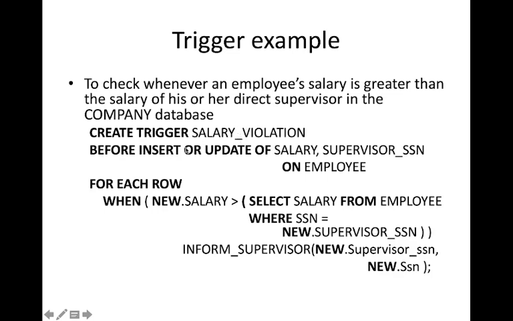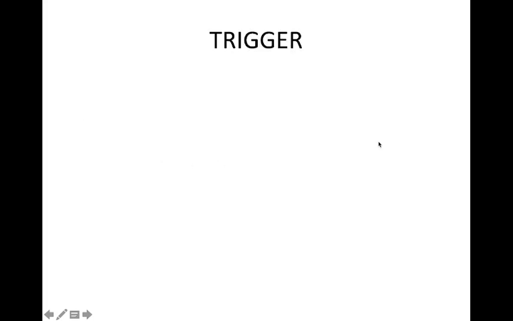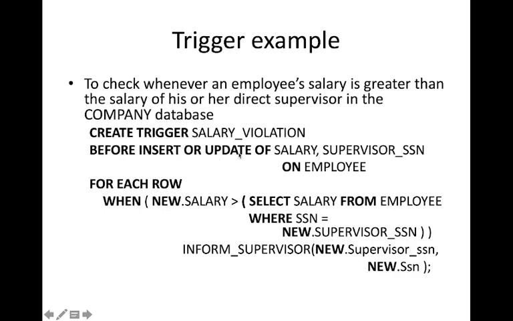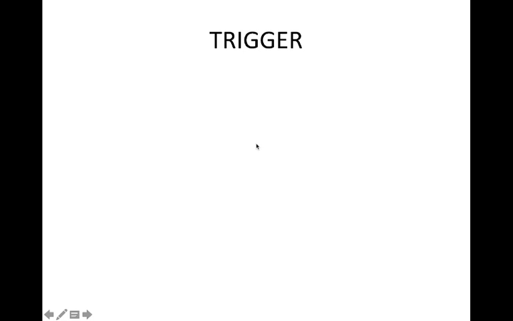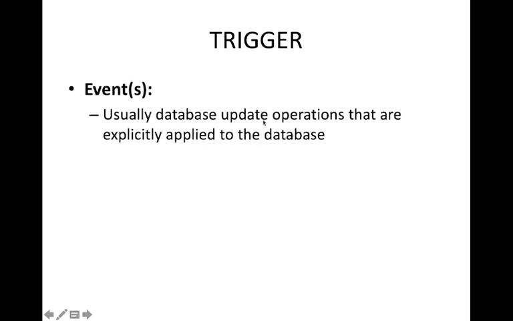This is the name of the trigger, and before what: this is the event that will be taken, insert or update of salary, comma, super SSN on employee. So when we insert or update the salary or super SSN, then this event can occur. Whatever comes before or after will be the event. So this is the event that will happen. Events are usually database update operations that are explicitly applied to the database.